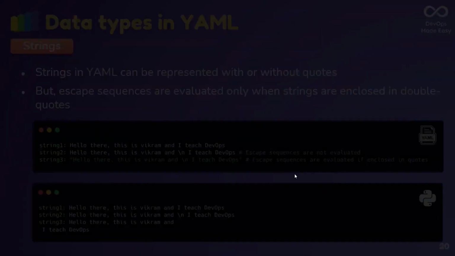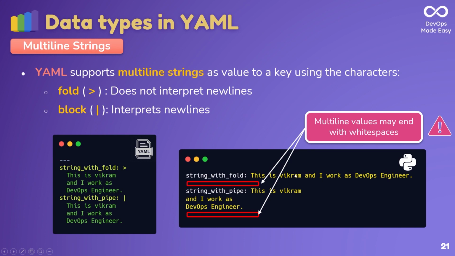Now going to the other part, we have multi-line strings. YAML supports multi-line strings as a value using the following characters. You can use the fold character, which is the greater than symbol, or you can use the block character, which is nothing but a pipe. There is a difference between both of these. So this is the key, followed by a colon, and the whole value I can put here. Since this is a very huge line, I decided to break it into three different lines.